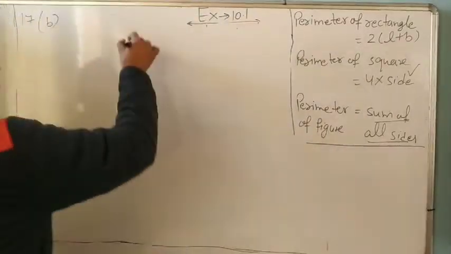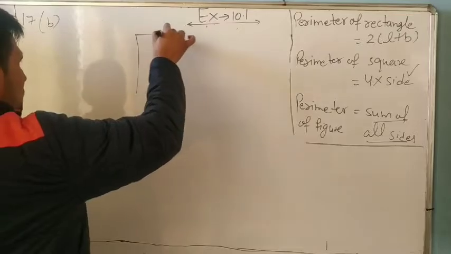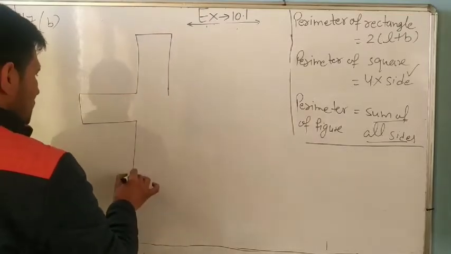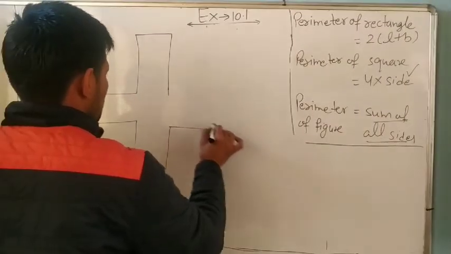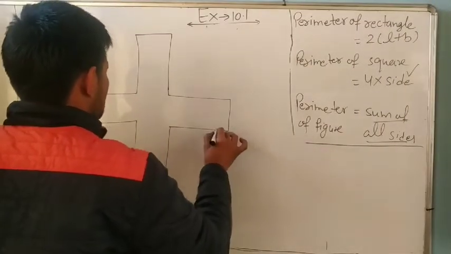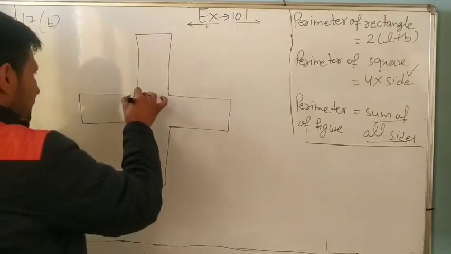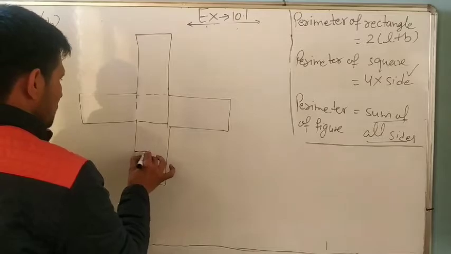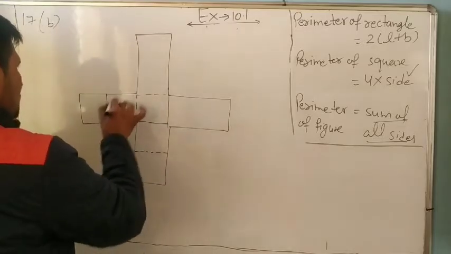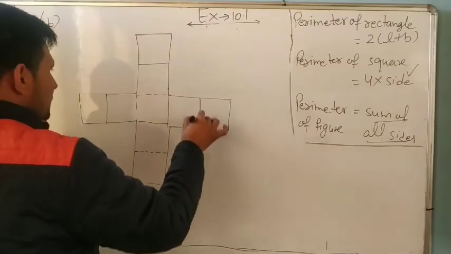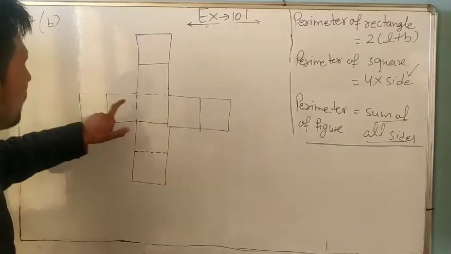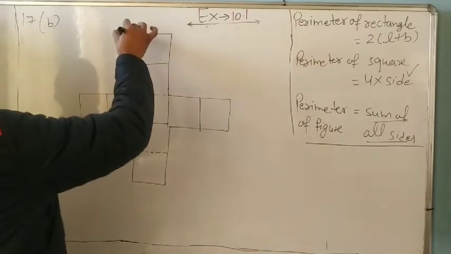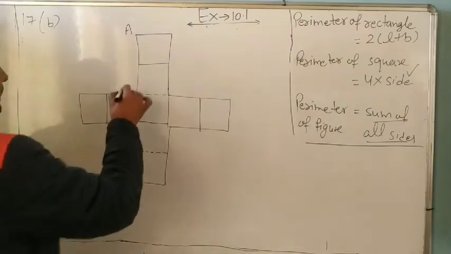I am making it a big figure. Yes, perimeter means we have to find the perimeter. It is the 1 square. These are 9 squares: 1, 2, 3, 4, 5, 6, 7, 8, 9. So how will you find? So perimeter means total length of this one, A, B.